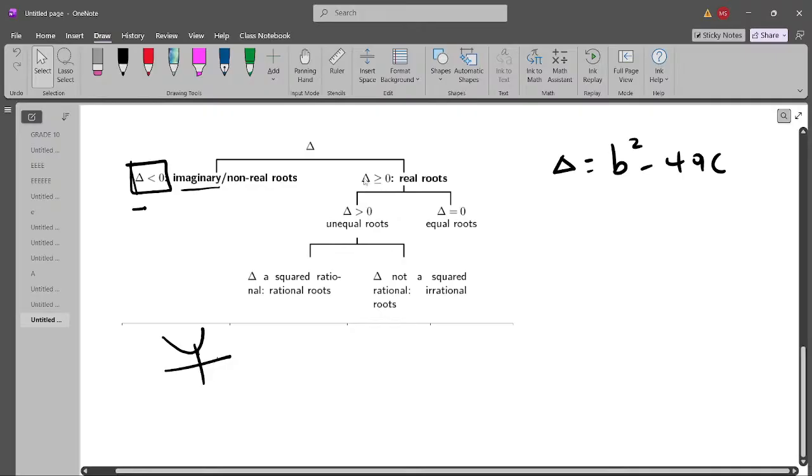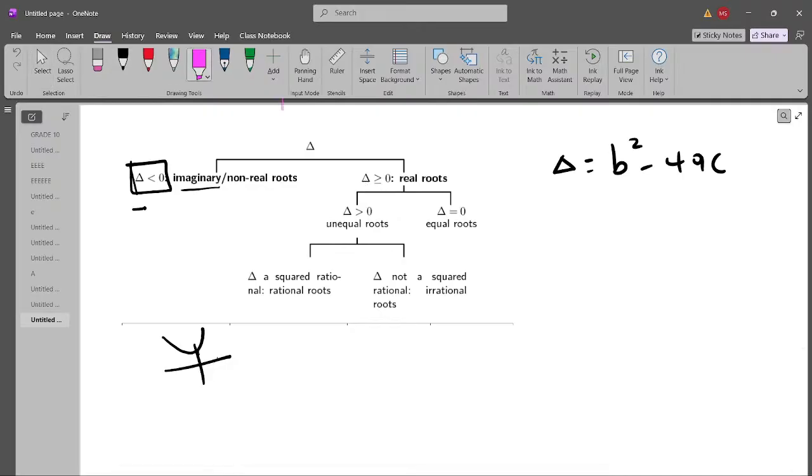However, if the discriminant is greater than 0, what does this mean? This means that the roots are real. So if the discriminant is greater than or equal to 0, the roots are real. Then if the roots are real, we can have two options. We can have roots that are unequal, like here. If the roots are unequal, then the discriminant will be greater than 0. However, if the roots are equal, then the discriminant will be equal to 0.